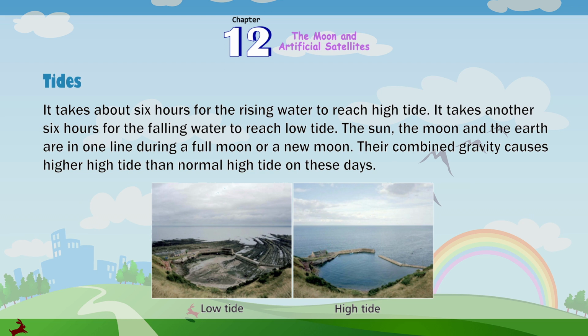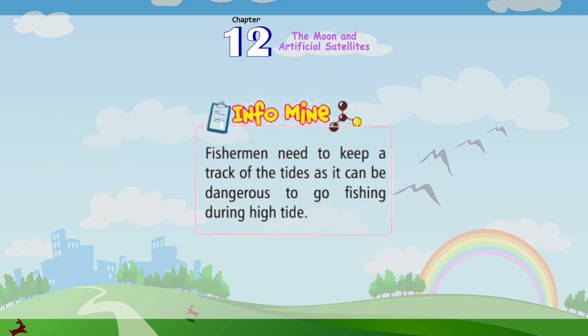Low tide, high tide. Infomine. Fishermen need to keep track of the tides as it can be dangerous to go fishing during high tide.